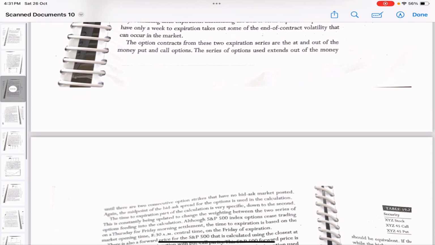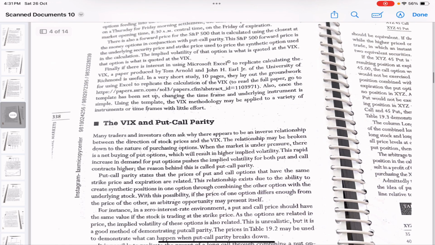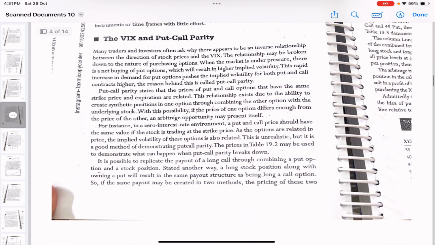Okay. The option contracts from these two expiration series are the at and out of the money put and call options. All right, let's now come to the put call parity. We know what put call parity is, and we've discussed it in the options chapter as well. Now, let's move forward and relate the VIX index with the put call parity.